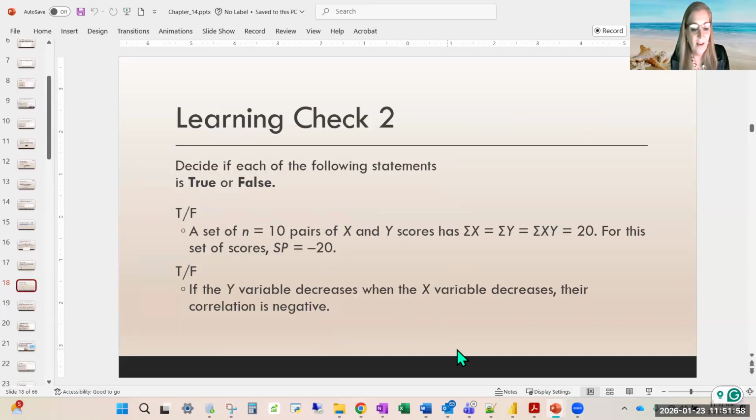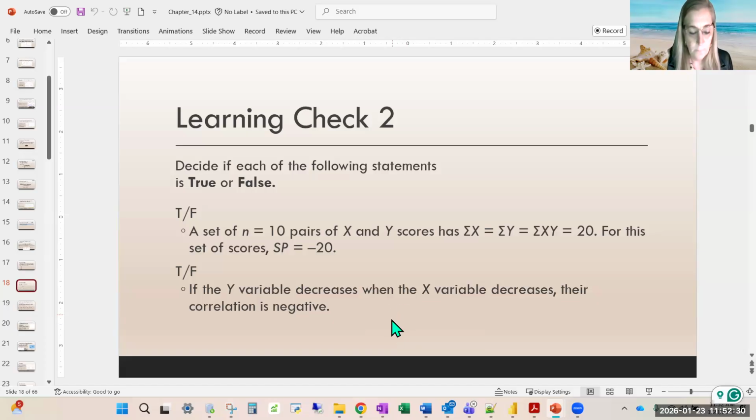Okay. All right. Is it true that a set of n equals 10 pairs of x and y scores has sum of scores for x equals sum of scores for y equals sum of scores for x times y equals 20? For this set of scores, the sum of products equals negative 20. Do that in your head. See if you can do it.